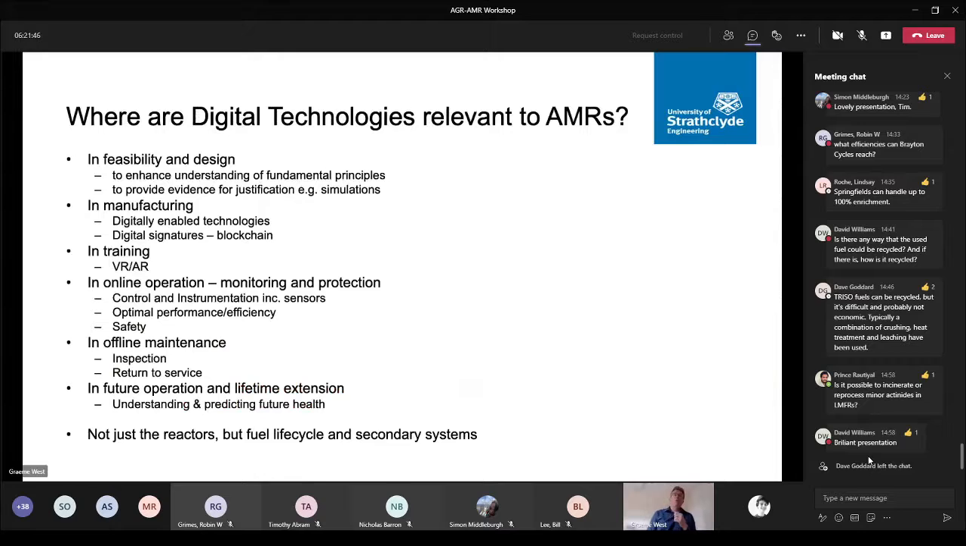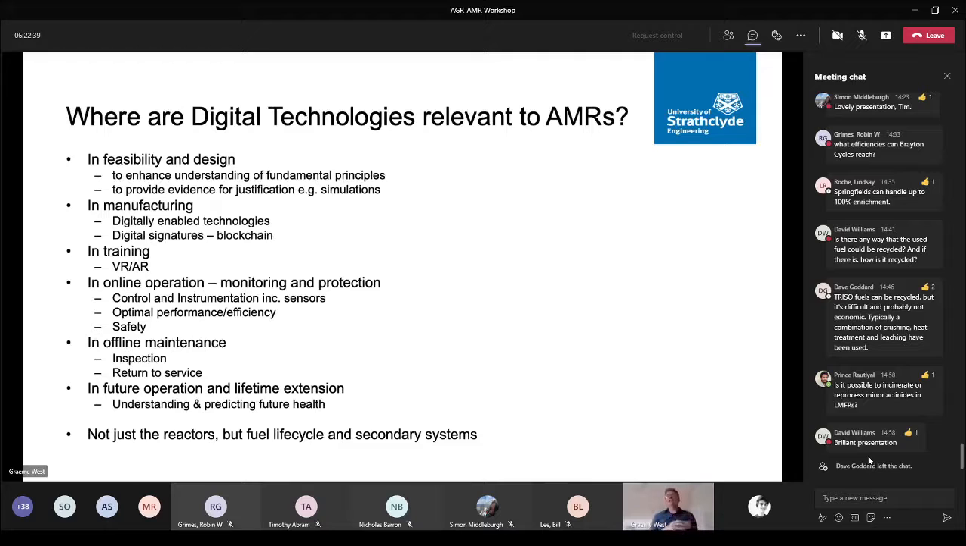So, where are digital technologies relevant to AMRs? Really, it's across the board, through the full life cycle, from initial feasibility and design. They can help support the understanding of fundamental principles, and they can be used in simulations to provide evidence, through to the next stage of manufacturing, using modern digitally enabled manufacturing techniques. But also importantly, and I think this is a thread that will run throughout, when you're manufacturing components for your AMRs, you're going to be generating information about how and in what forms it was created, and there's going to be data associated with that.